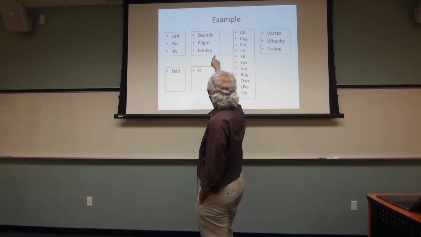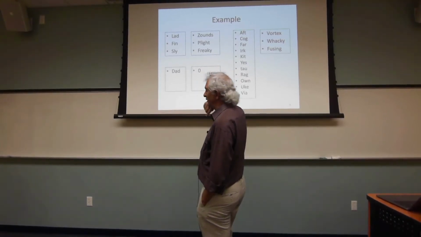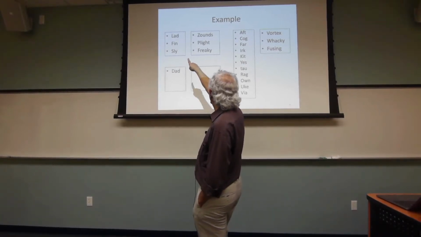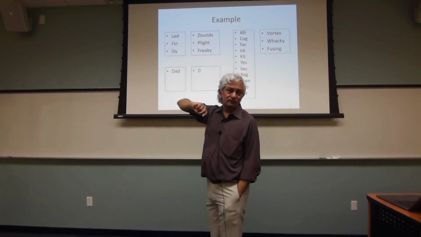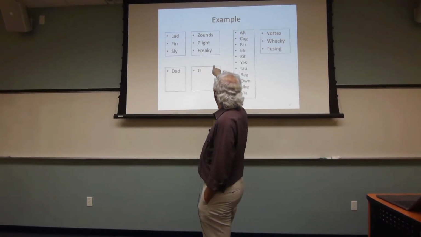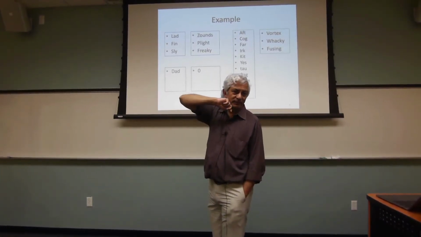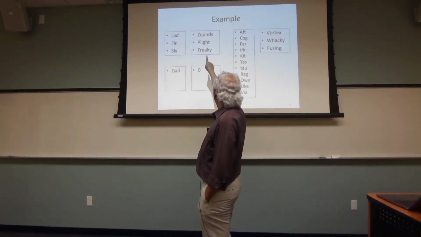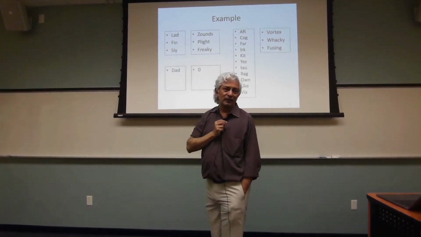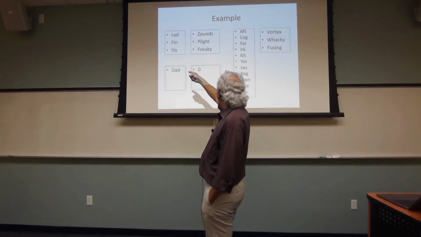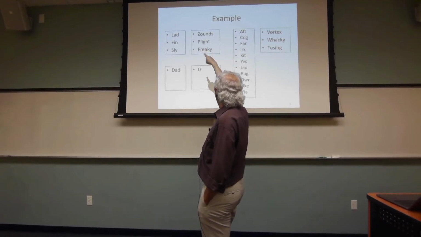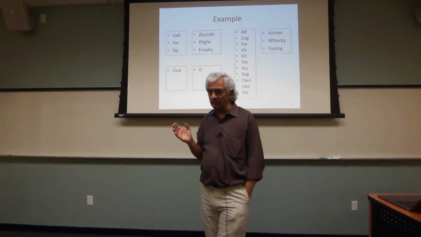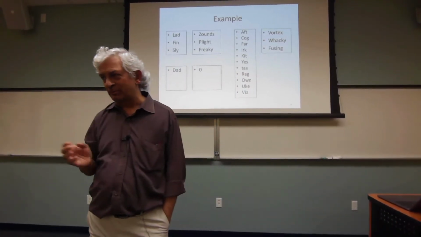And so here you have ZOUNDS on the first dice, PLIGHT on the second, and FREAKY on the third. You'll see that if you want lad, you'll have L in the second word, A in the last word, and D in the first word. If you want fin, F is in the last one, I is in the middle one, and N is in the first one. Then sly is S in the first word, L in the second, and Y in the third. So it satisfies the constraints of the problem, and so this solution should be acceptable.